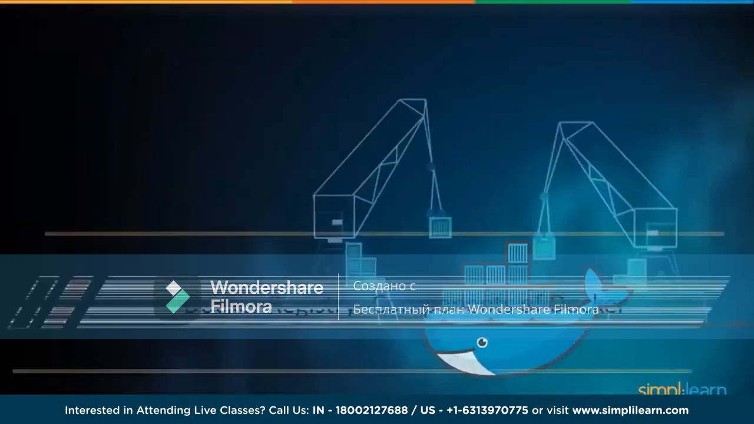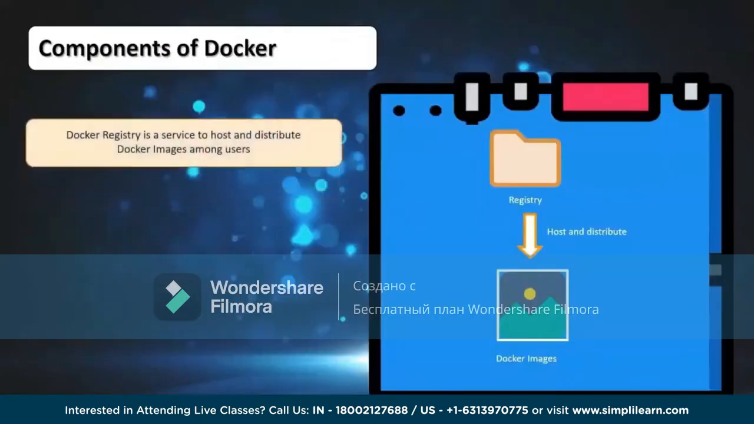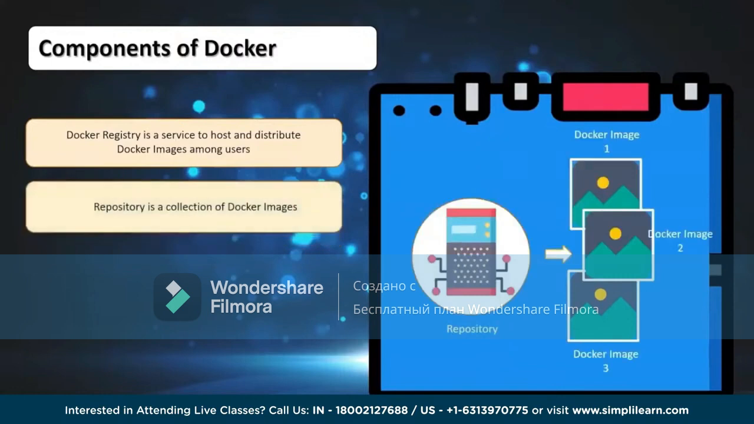So now let's talk about the Docker registry. Very important component, because even if you prepare the Docker image locally, and you don't have a collaborative tool where you can share these images, it's not easy for you to port these Docker images from one system to another. So Docker registry is very important for the portability feature of Docker. Docker registry is a service to host and distribute Docker images among users. It can be built by one user, and multiple users can use it.